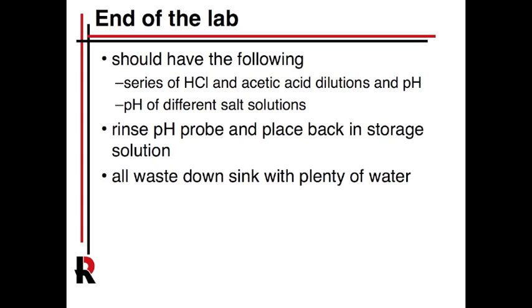So at the end of the lab, you should have the following. You'll have your series of HCl dilutions, series of acetic acid dilutions. You'll know those concentrations, or at least you'll know the volumes that you used when you made up those solutions, and then you'll get the pH of each of those. You'll also have pH of different salt solutions. So that'll be the data that you have to have.